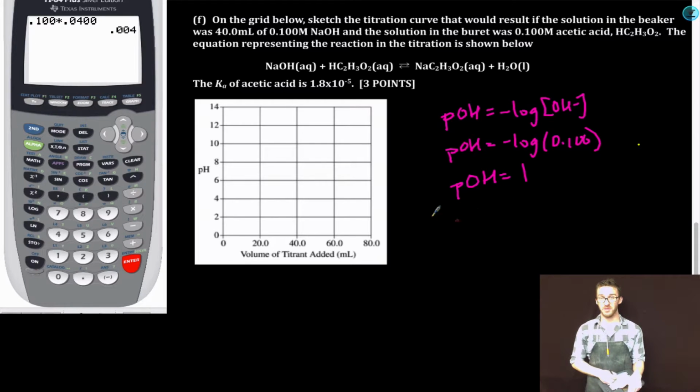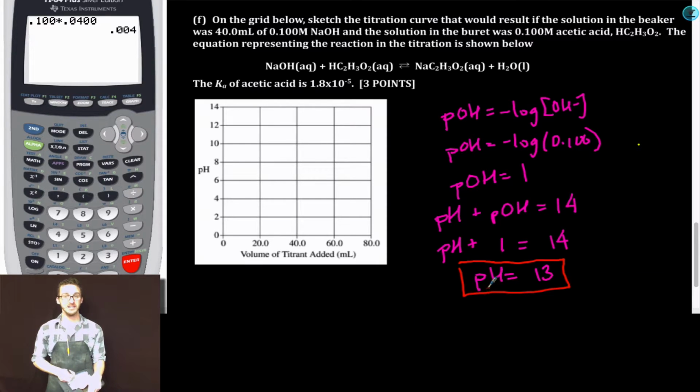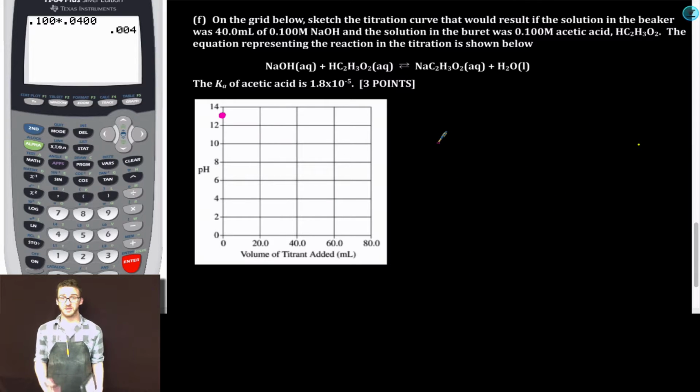pOH equals 1. But my graph has a plot of pH against volume of titrant. So to determine pH, keep in mind this handy relationship. So my initial pH, my starting pH, is going to be a pH of 13. Makes sense? Strong base. Plotted. Next, let's determine the pH at the equivalence point.